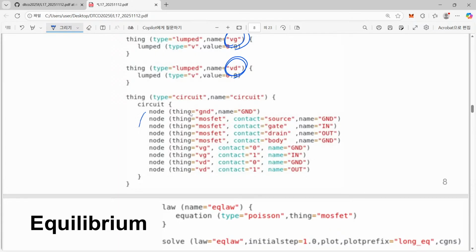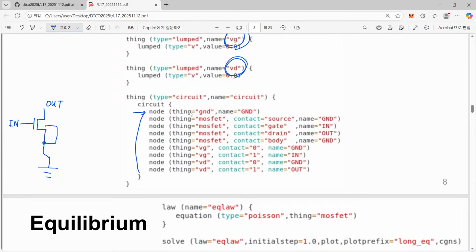Let me just once again draw the circuit schematic. So now in the first line we have ground, and the second one we have the MOSFET, and this MOSFET has a source. That source is connected to the ground, and it has an input, the gate, which is connected to the input, and the drain, which is connected to the output, and finally it has a body, and its body is connected, once again, to its gate. So we are done with the MOSFET.